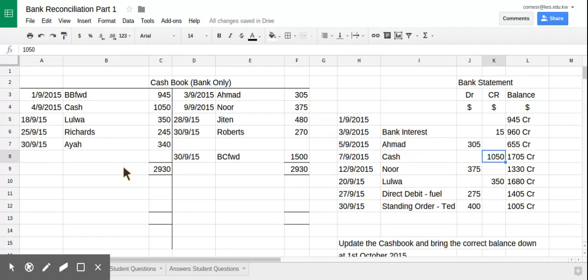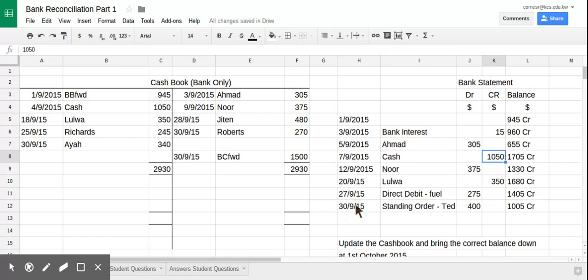Right, what we're going to focus on today is things that are in the bank statement but aren't in the cash book. If you remember back to your source documents, for certain transactions, the bank statement is a source document. So it's a source document for standing orders, direct debits, bank interest received and paid, and it's also a source document for any credit transfers and any bank charges.